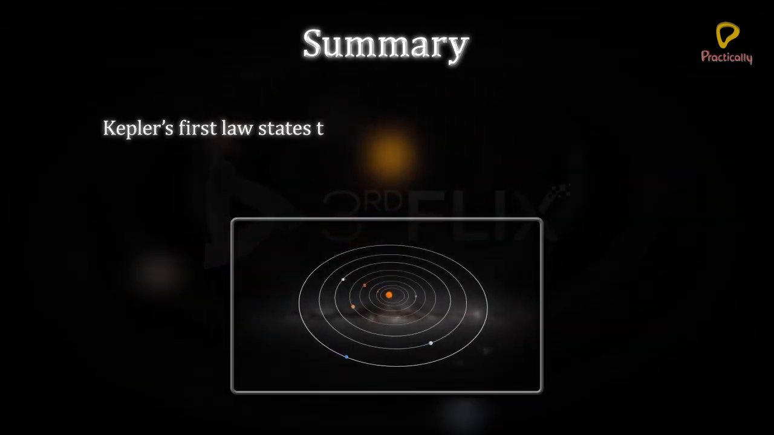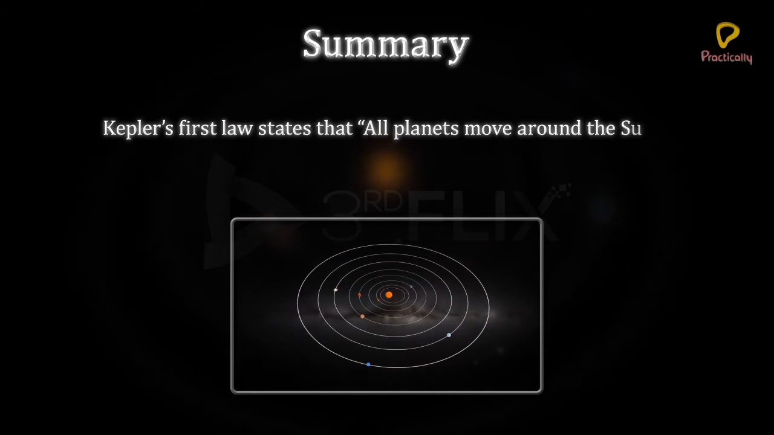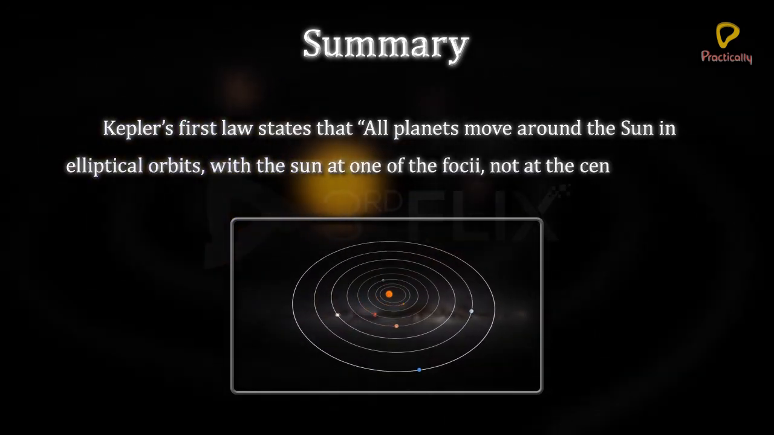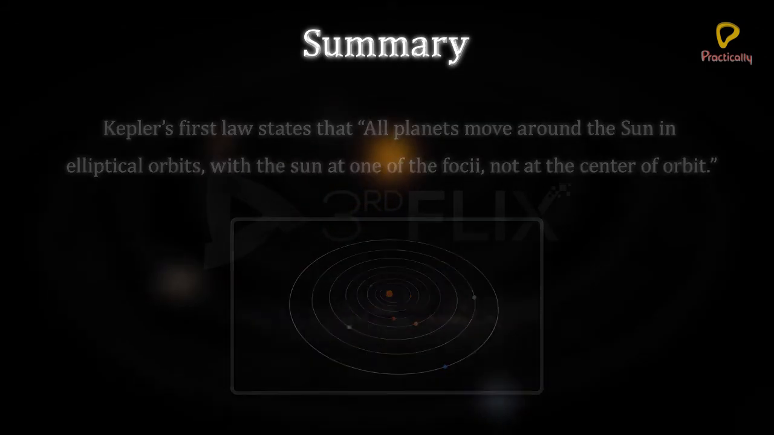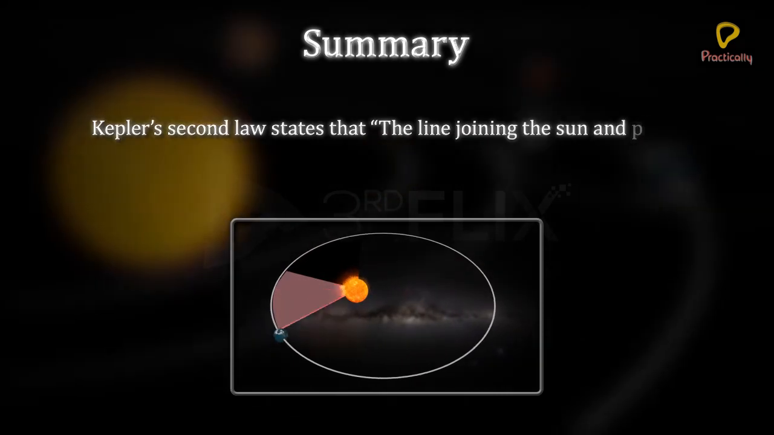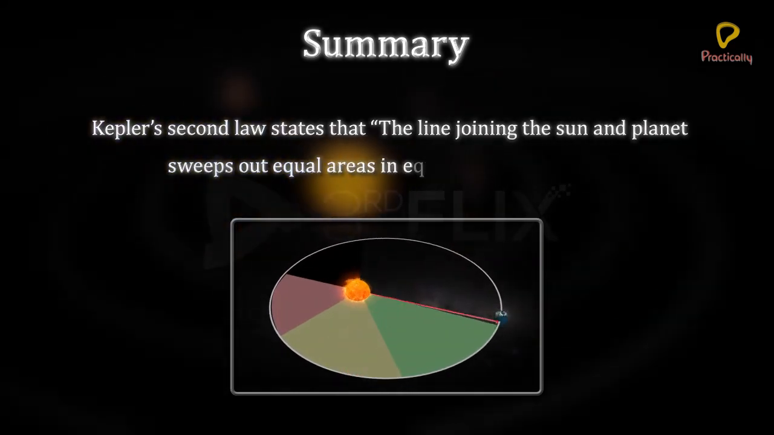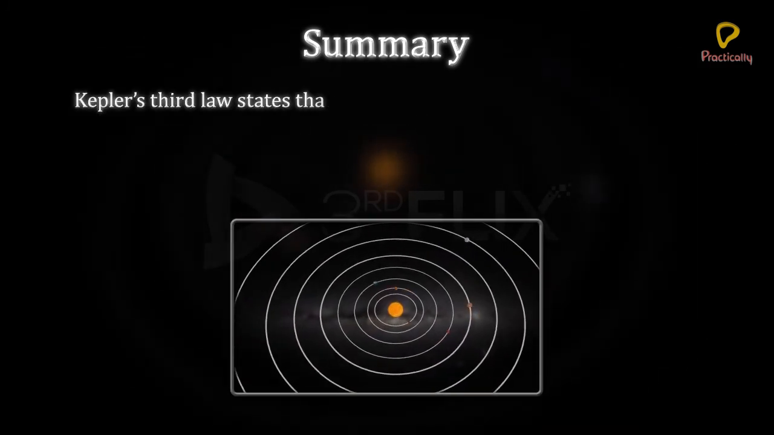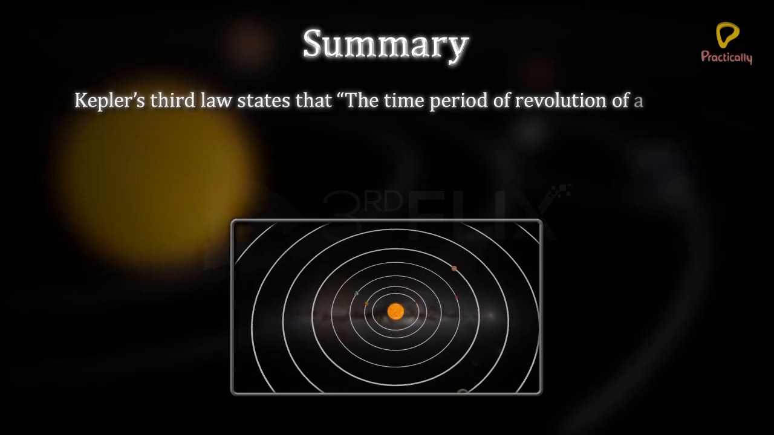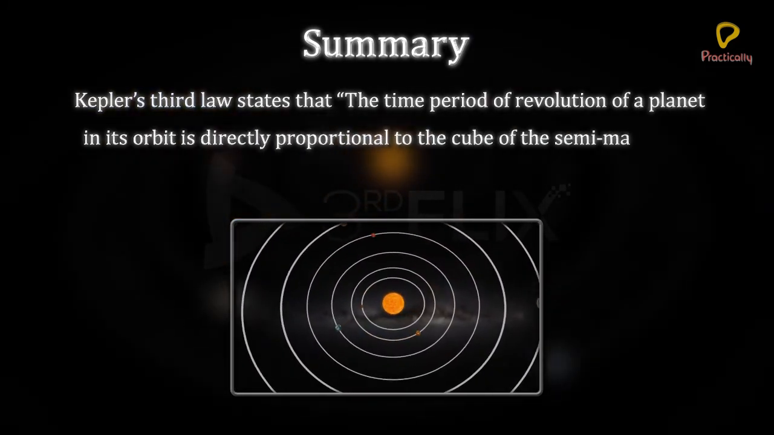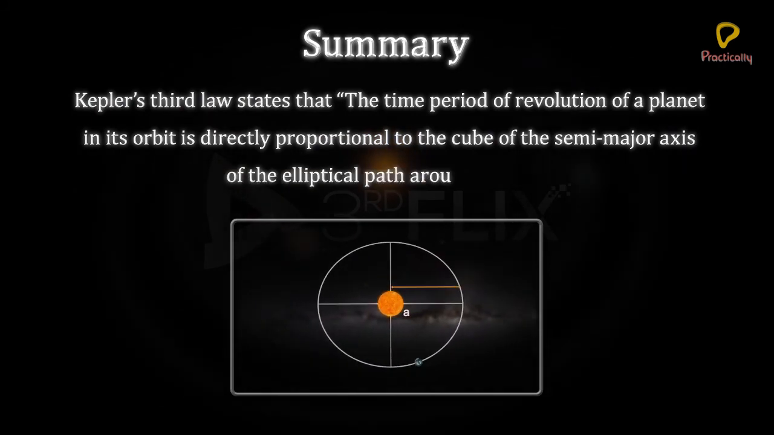Summary: Kepler's first law states that all planets move around the Sun in elliptical orbits, with the Sun at one of the foci, not at the center of the orbit. Kepler's second law states that the line joining the Sun and planet sweeps out equal areas in equal intervals of time. Kepler's third law states that the square of the time period of revolution of a planet in its orbit is directly proportional to the cube of the semi-major axis of the elliptical path around the Sun.